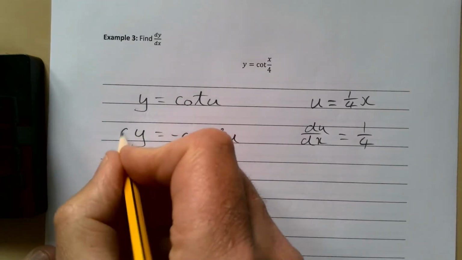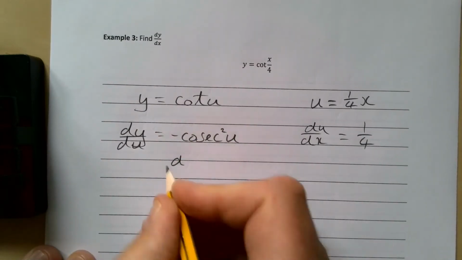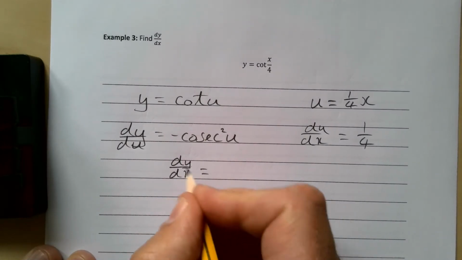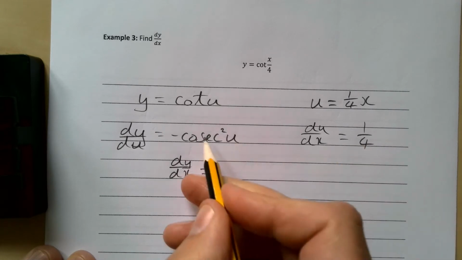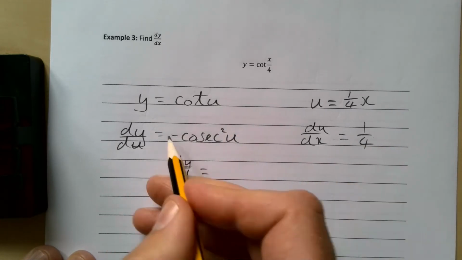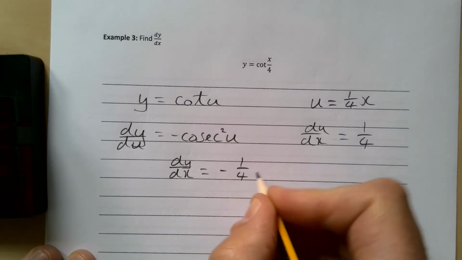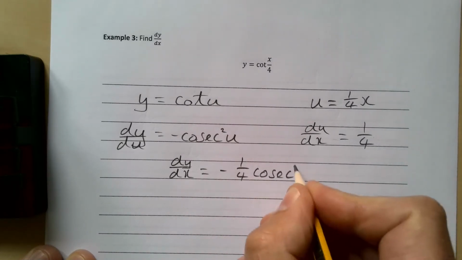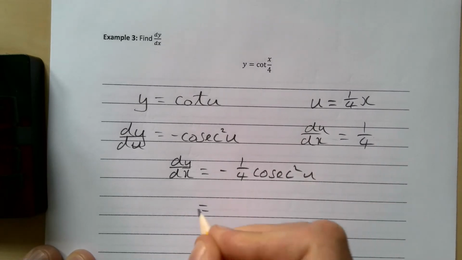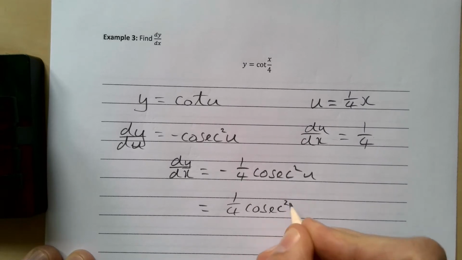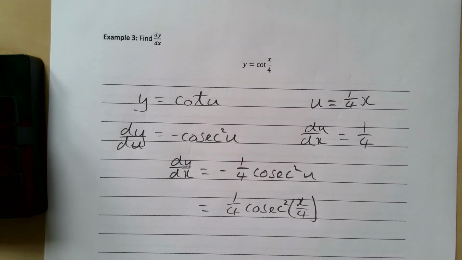Sorry, I've made a mistake here. That's dy by du, of course. Apologies. dy by dx then is going to be this times this, dy by du times du by dx. We're going to bring the quarter to the front. So it's going to be minus a quarter cosec squared u. And subbing back in my u, then I'm going to get a quarter cosec squared x over 4. You don't necessarily need the bracket there, but it's just so you can see where we're getting it from.